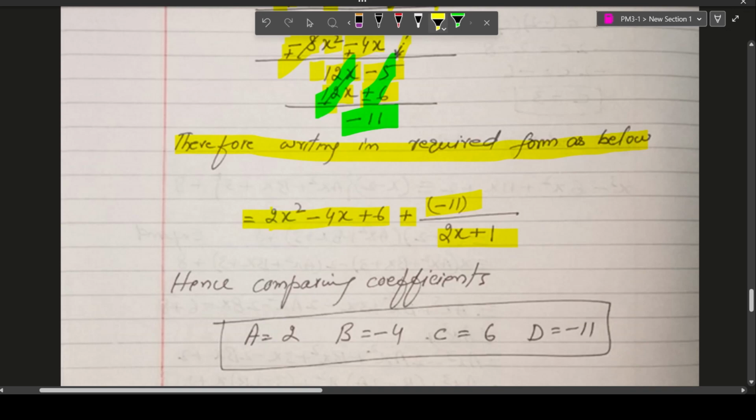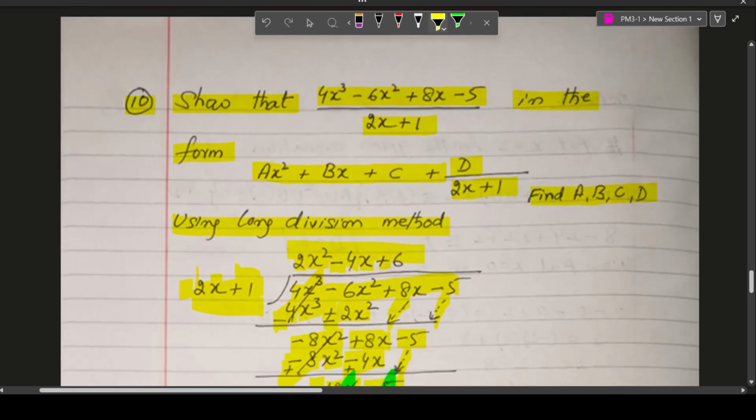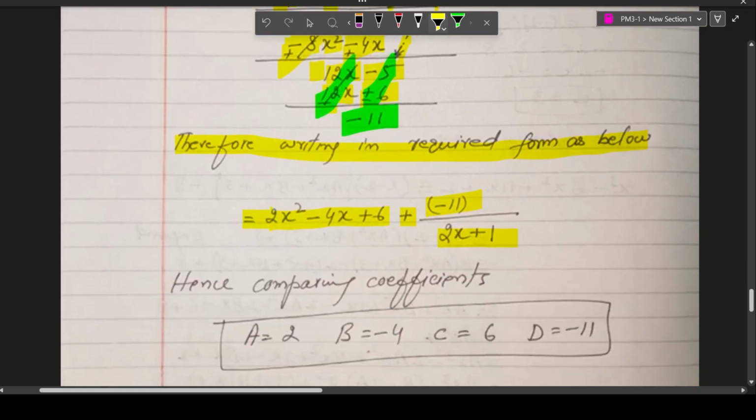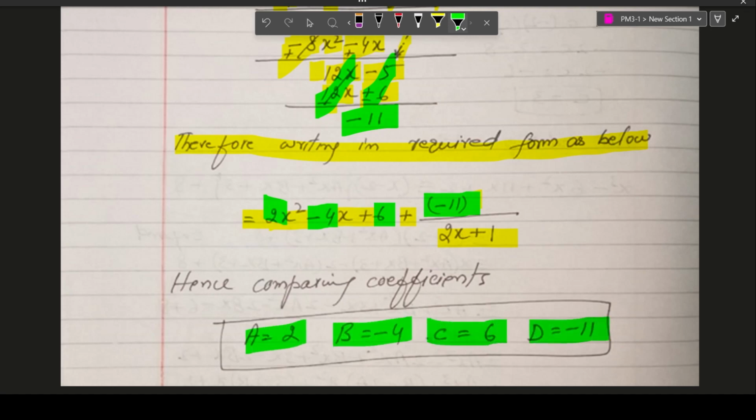Now if you compare this with the left hand side, you get A is equal to 2, B will be minus 4, C will be 6, and D is minus 11. This is how we have written: A is 2, B is minus 4, C is 6, and D is minus 11.